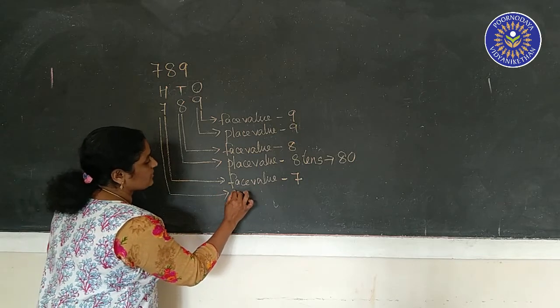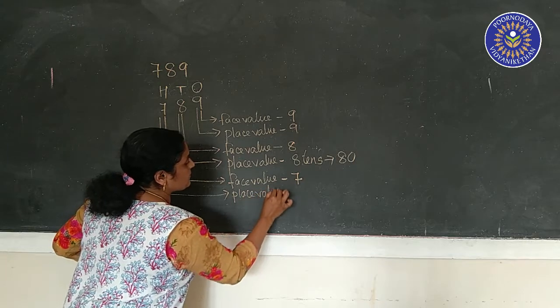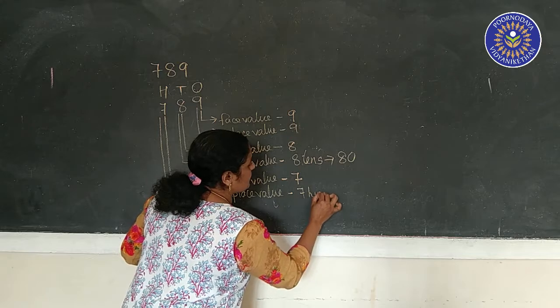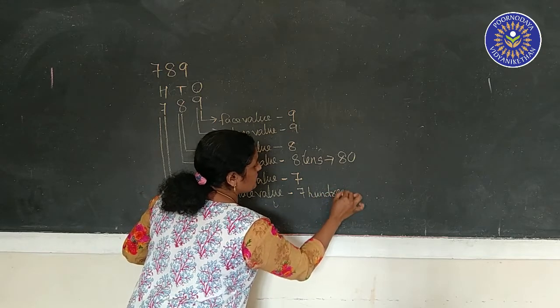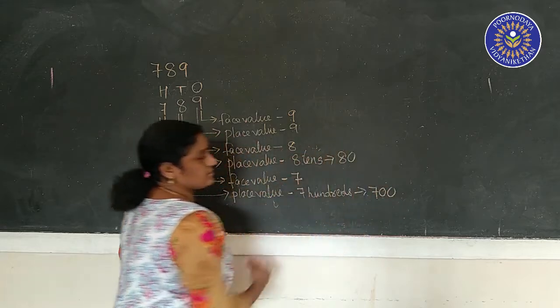7 is in hundreds place. So the place value of 7. Place value of 7 is 7 hundreds. 7 hundreds. That is 700.